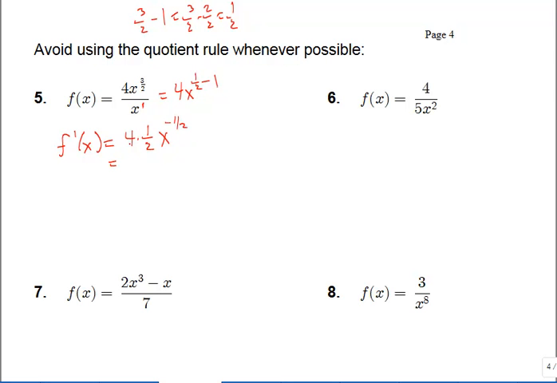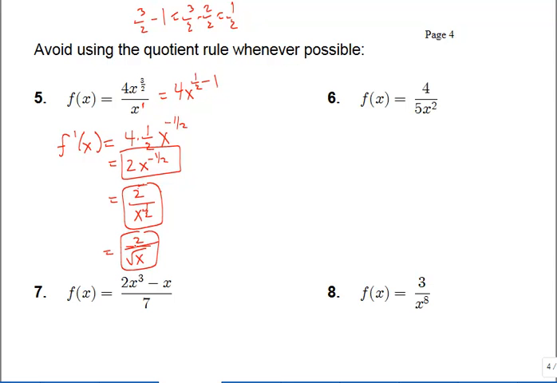So simplifying, 4 times a half is 2. And if you want, this is just an option, you could stop here, or you could flip that x to the 1/2 down, or you could even turn that x to the 1/2 into a square root. All of these 3 options are correct.